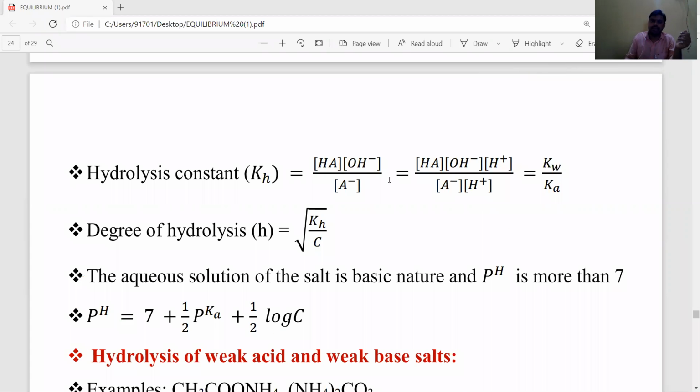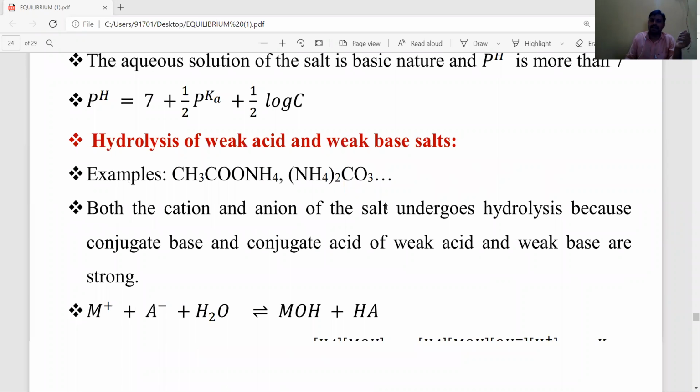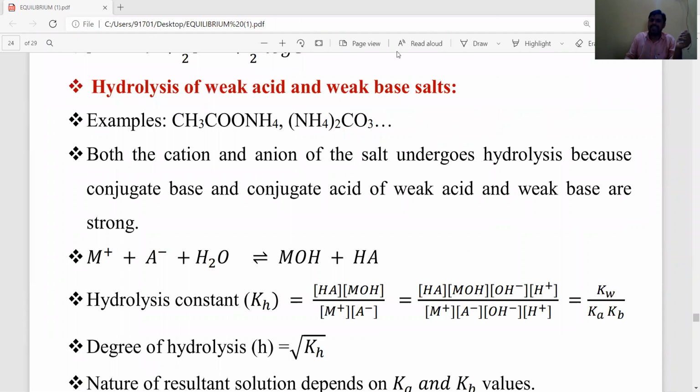Next, sorry, fourth kind of salt hydrolysis is hydrolysis of weak acid and weak base. Both are weak in nature, so weak acid and weak base salts, like ammonium acetate.